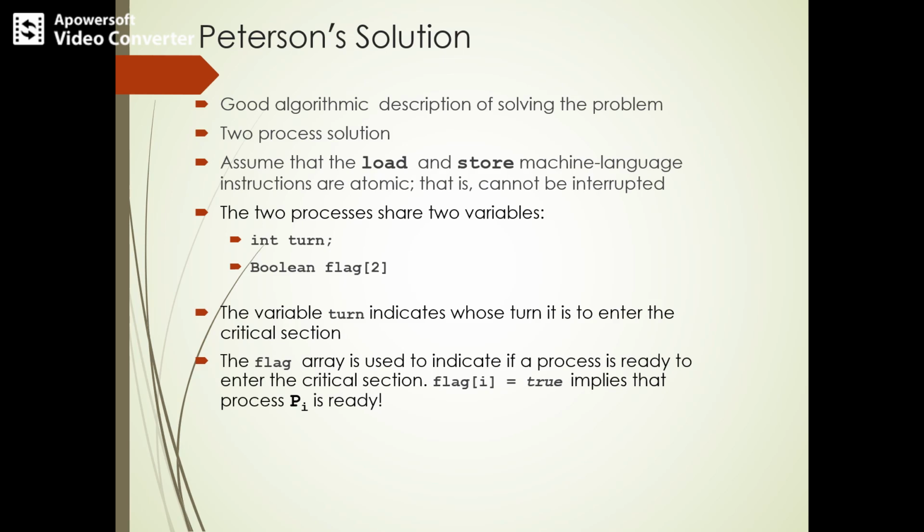Let's take an example of the code. Assume that load and store machine language instructions are atomic, and there are two processes here. They are going to share two variables: turn and boolean flag[2]. Turn will be set to either process i or process j, or process 0 or process 1. Here we give importance to processes Pi and Pj, where Pi refers to process i and Pj denotes process j, where j is 1 minus i.